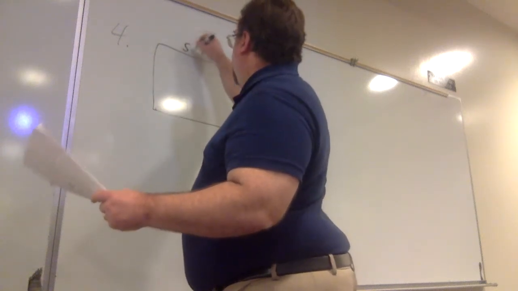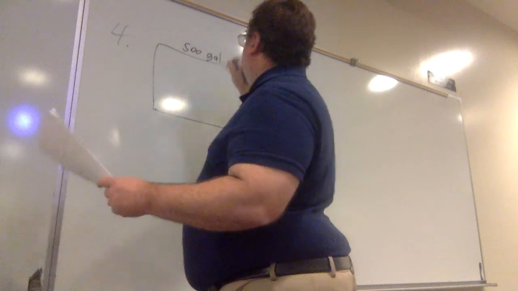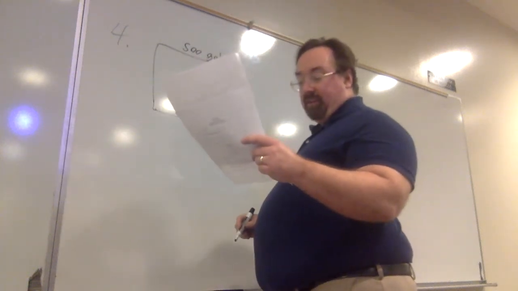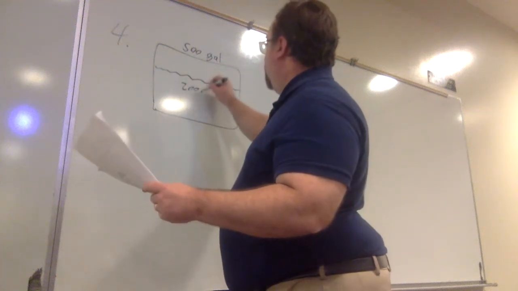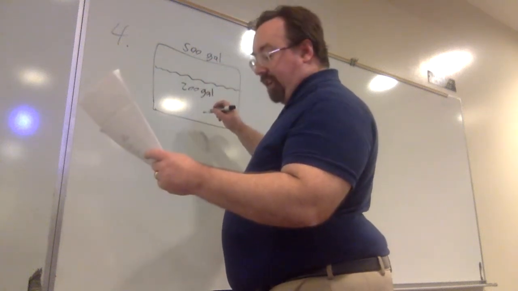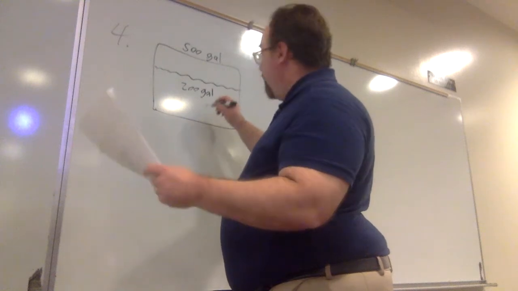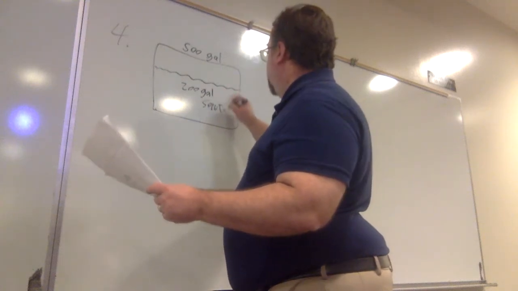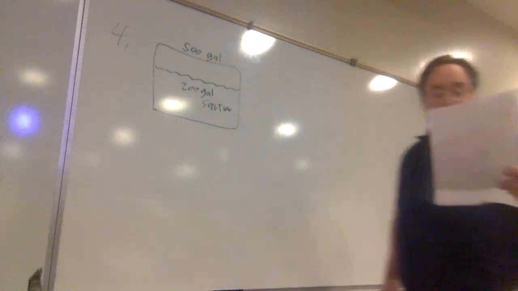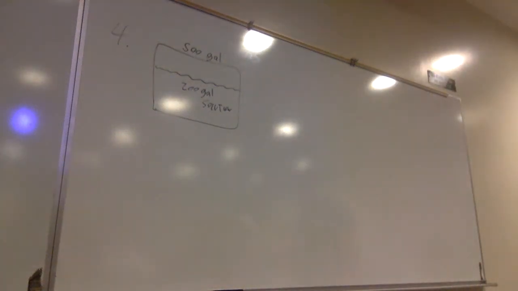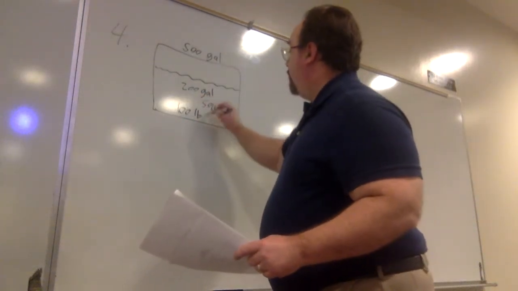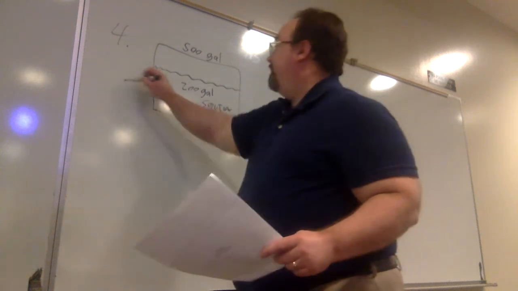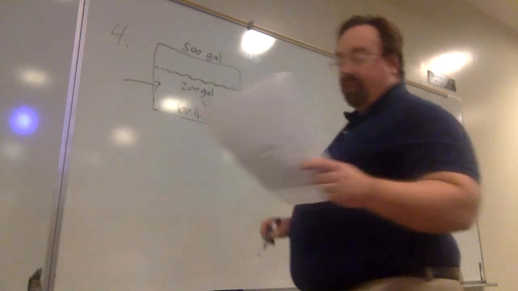So we have a 500-gallon tank. Originally it has 200 gallons of a solution, water with salt in it. And we also have 100 pounds of salt. And we have inflow and outflow.